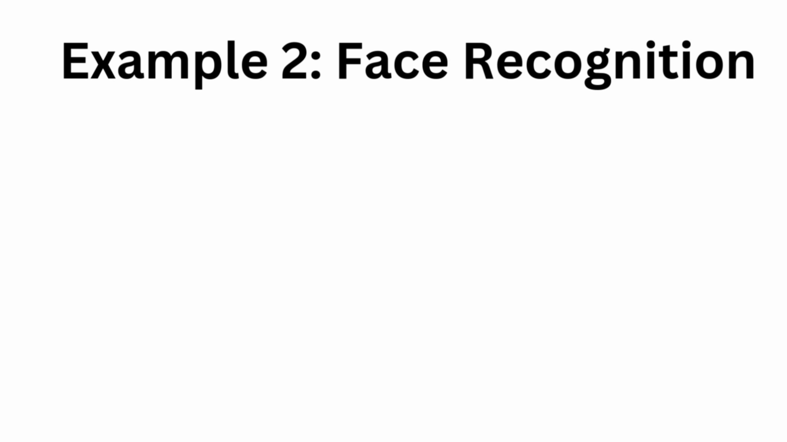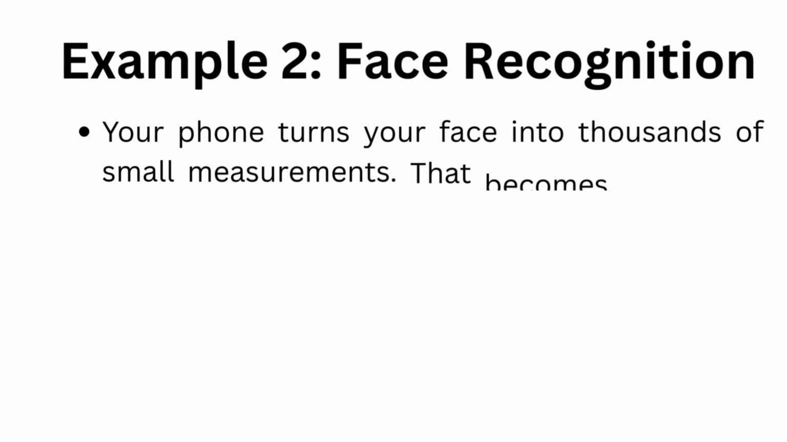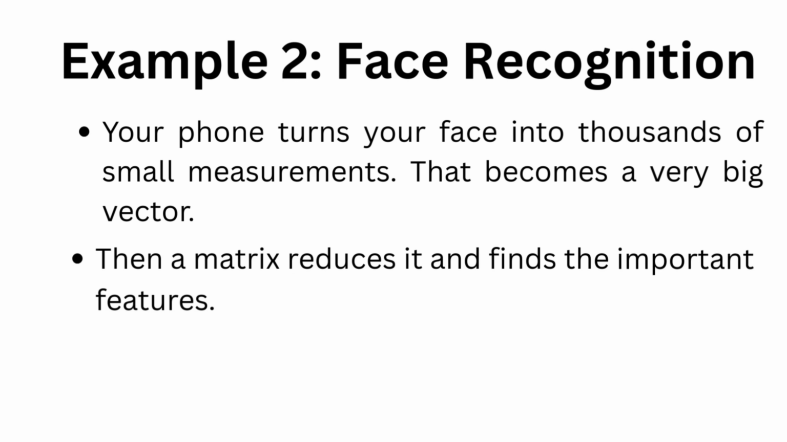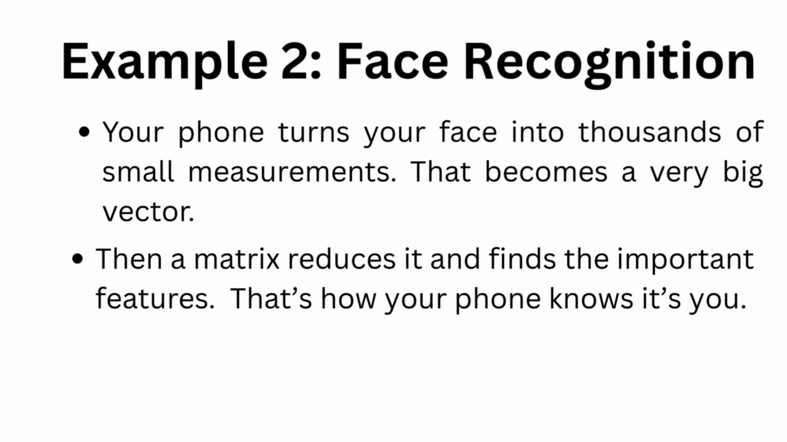Now let's see another example. Face recognition. Your face is also numbers. Your phone converts your face into thousands of measurements, a very big vector. A matrix reduces it to important features that make your face unique. And that's how your phone knows it's you.